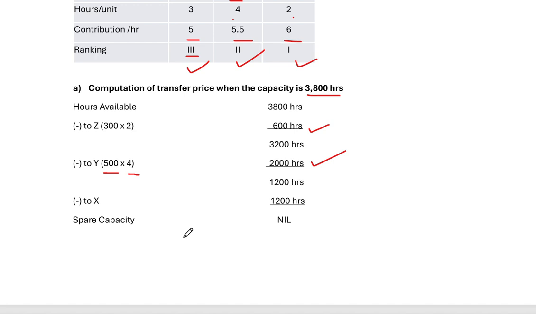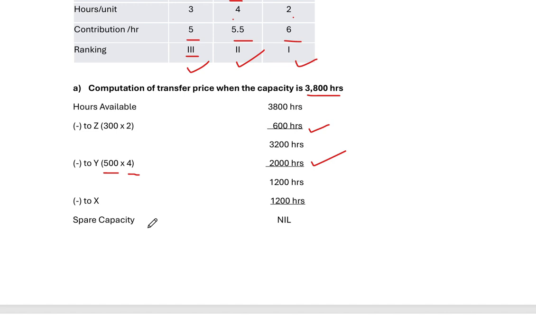Now only 1200 hours are left for X, and X requires 3 hours per unit. So units of X produced is equal to 400 units, but demand was 800 units, meaning 400 units of X are sacrificed.